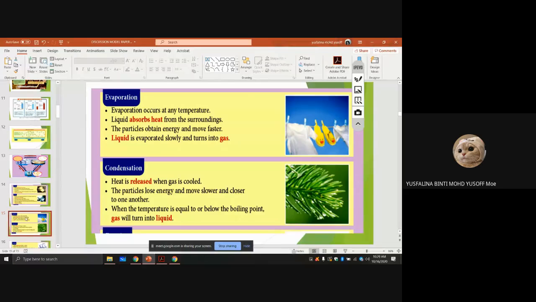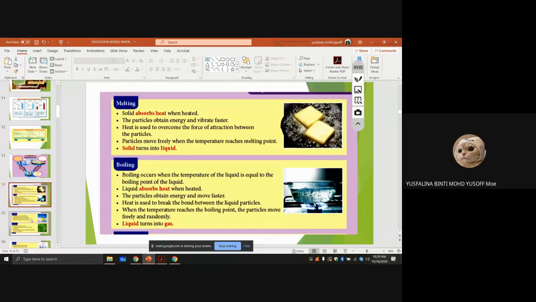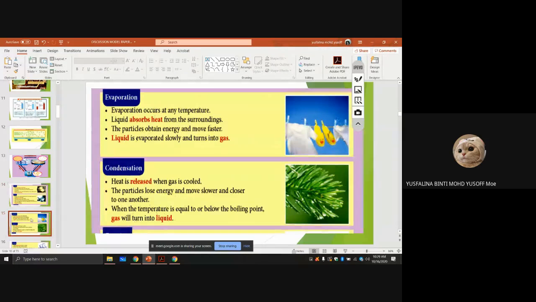Basically it's the same as before. The particles vibrate, then gain enough energy, so they overcome the force of attraction between the molecules. Then the molecules are free to move. It's the same, but for this one, the difference is that it can occur at any temperature.